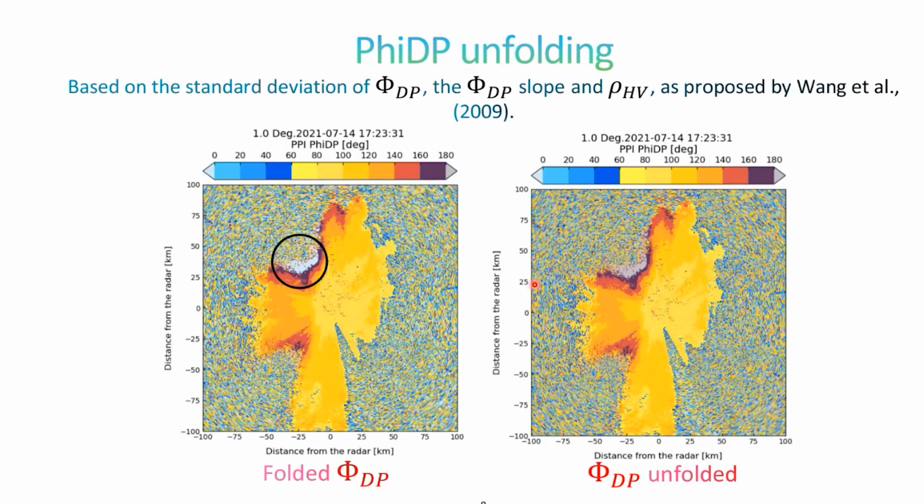The next piece of our chain is the unfolding of ΦDP. It's based on the standard deviation of ΦDP, the ΦDP slope and ρHV, as proposed by Wang et al. And you can see, as an X-band radar, we have a lot of folding on ΦDP. So in this region, in the color scale, you can see that it changes. There's a sweep over there. So yeah, we're also correcting ΦDP for unfolding.